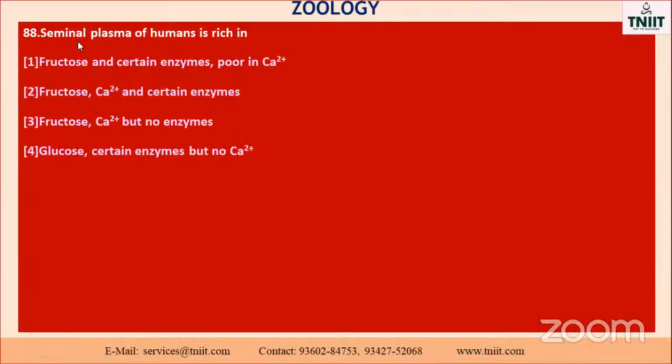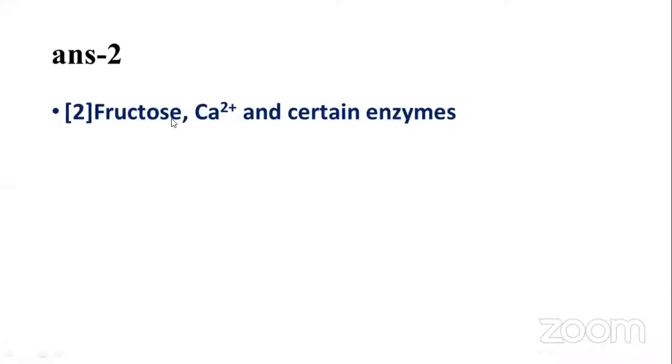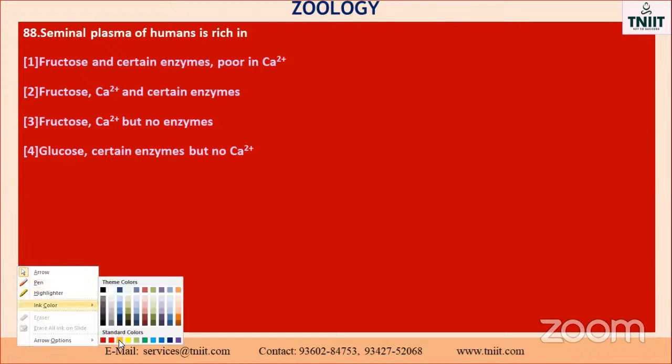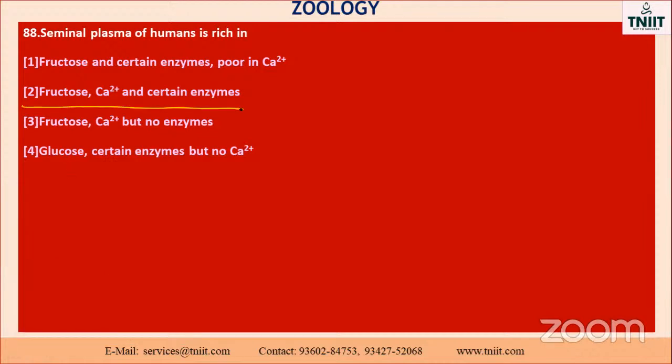Go to the next one. Seminal plasma of humans is rich in what? Seminal plasma. Okay. Rich in what is that, you know? Whether fructose, all are fructose only. So the answer is there only. Fructose only. Isn't it? See? Fructose and calcium and certain enzymes are present in it. This is also a very, very important direct question, my dear. So this is also a direct question.